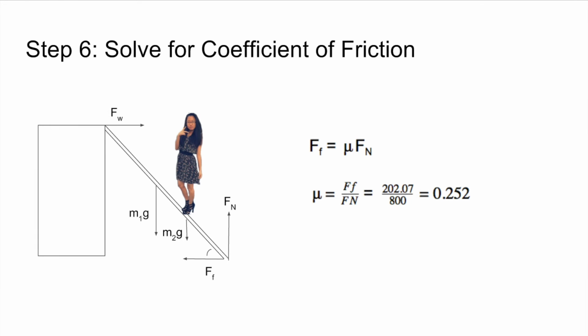Finally, to get the coefficient of friction, we can derive the formula for mu by dividing the force of friction by normal force. To get mu is equal to force of friction divided by normal force. We know that force of friction is 202.07 and normal force is 800, and when we divide that we get 0.252 as the coefficient of friction.